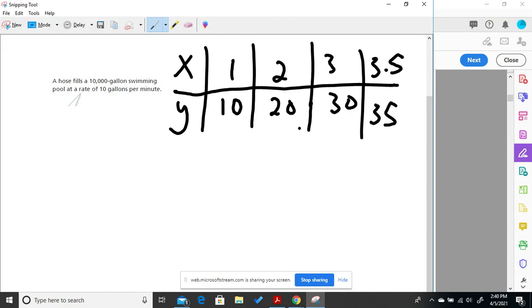So let's think of some stuff that might not work. What would not work? Well, you can't use 0 because you can't have 0 gallons. So it can't be 0. And it can't be negative.